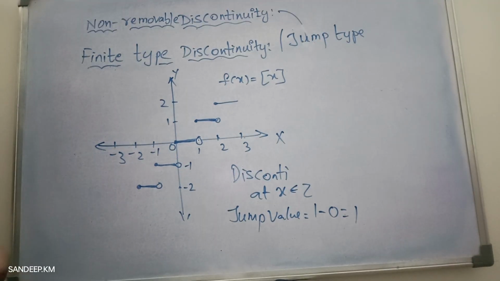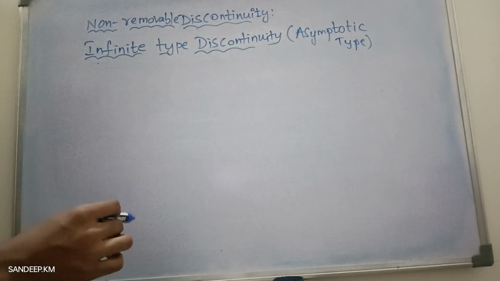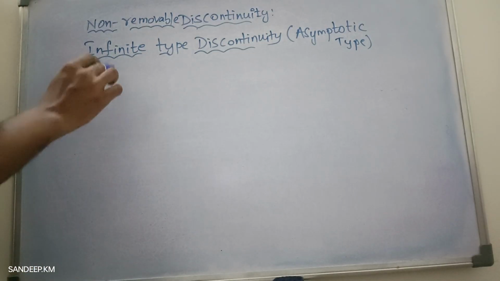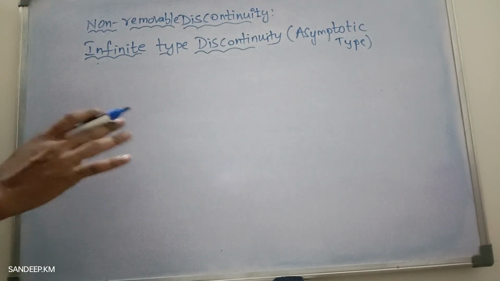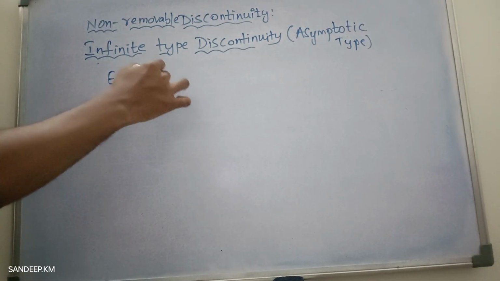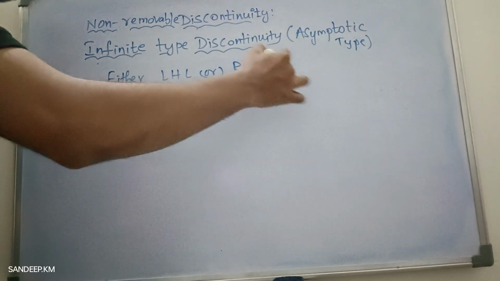Let us go for the next type, which is infinite type discontinuity. The second type of non-removable discontinuity is infinite type discontinuity. So what does it mean? Here also the limit of the function does not exist, but the thing is either the left hand limit or the right hand limit or sometimes both.